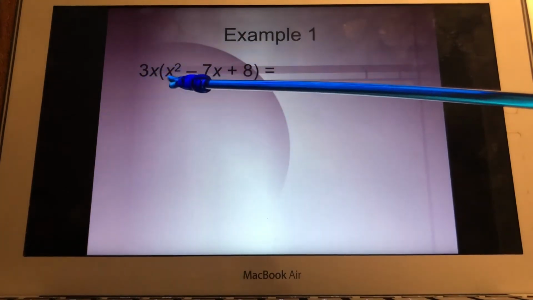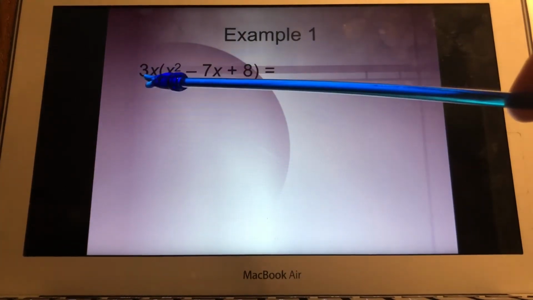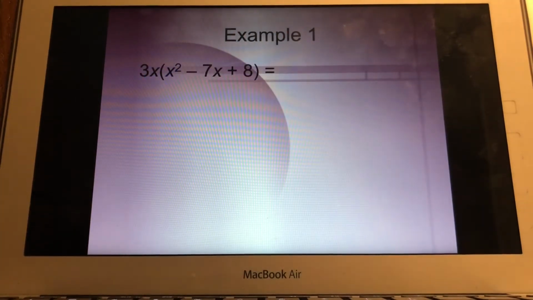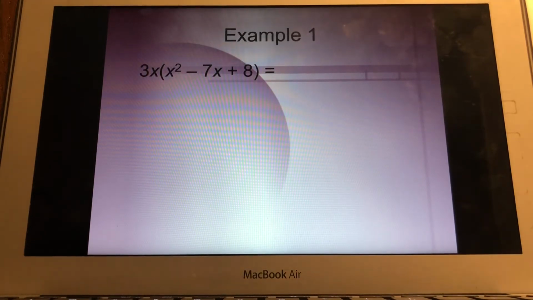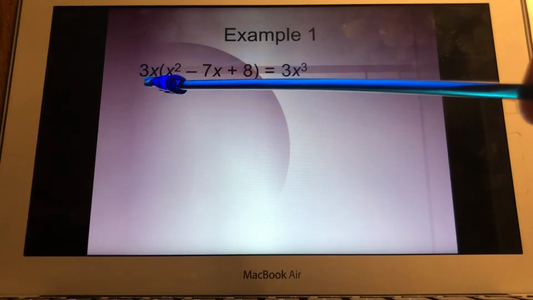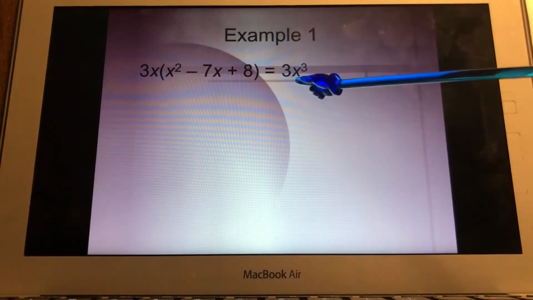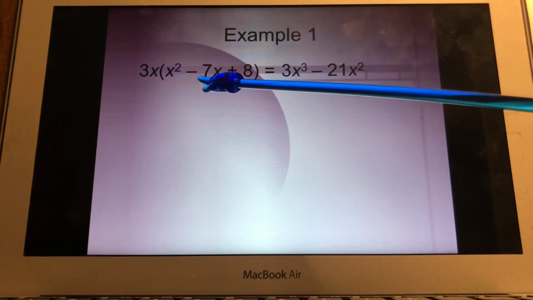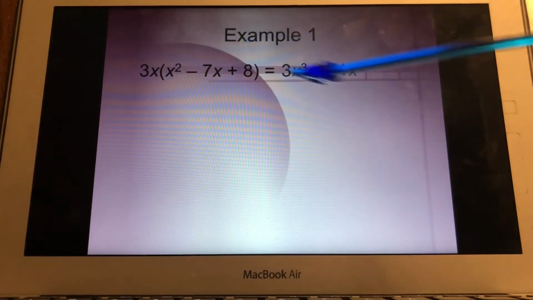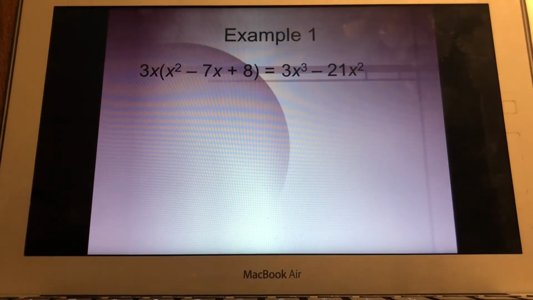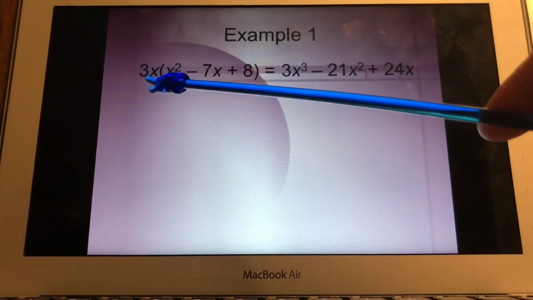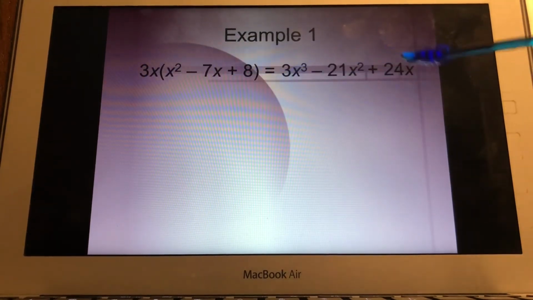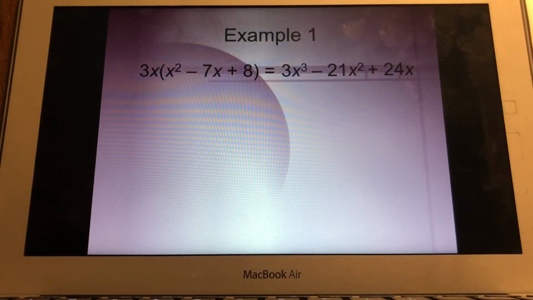Now, here we have a trinomial multiplied by a monomial. And I'm going to use the distributive property. 3x times x squared gives me 3x cubed. 3x times negative 7x is going to give me negative 21x squared. 3x times 8 gives me 24x.